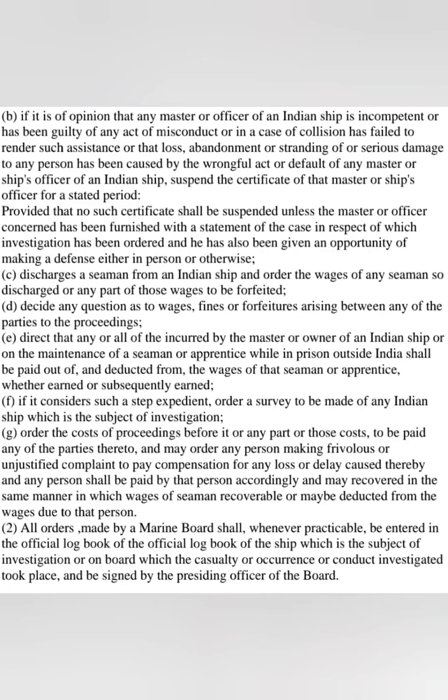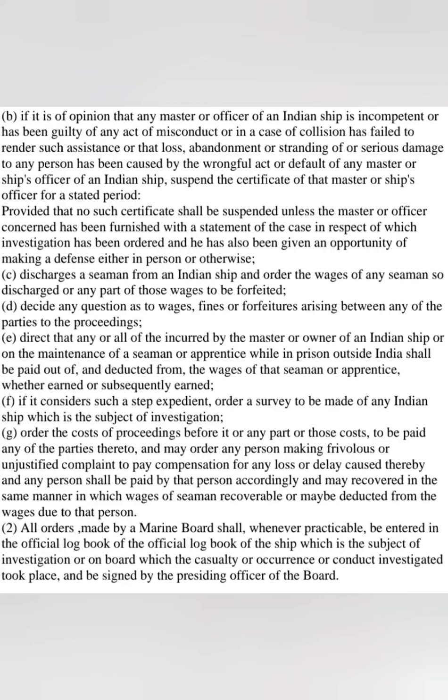A board may, if it considers such a step expedient, order a survey to be made of an Indian ship which is subject to investigation. The board may order the cost of proceedings before it, or any part of those costs, to be paid by any of the parties thereto, and may order any person making a frivolous or unjustified complaint to pay compensation for any loss or delay caused thereby. Any sum so ordered shall be paid by that person accordingly and may be recovered in the same manner in which wages of seamen are recoverable, or may be deducted from the wages due to that person.